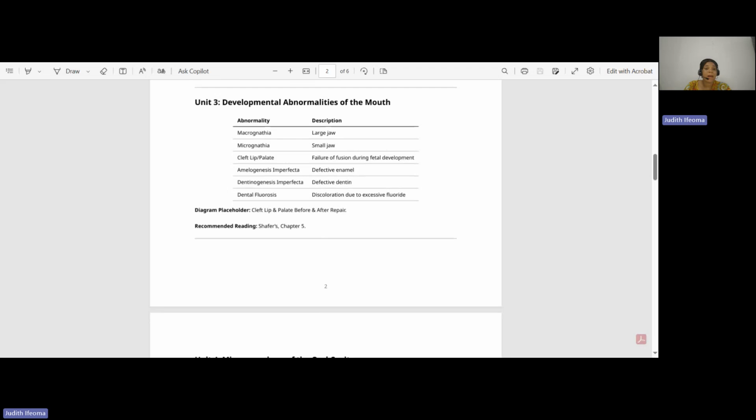Now we're going to be looking at macrognathia and micrognathia. I know these words sound big and scary, but they are easy to understand. Macro has to do with a large jaw, and micro has to do with a small jaw. Macro, large jaw; micro, small jaw.